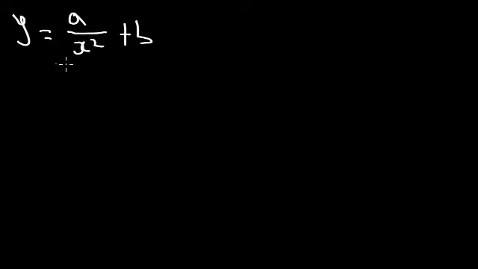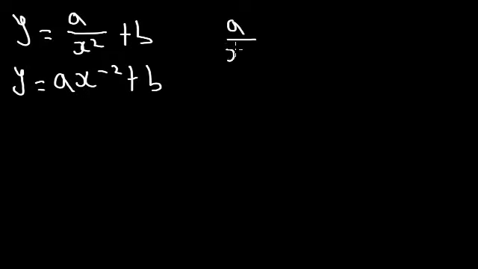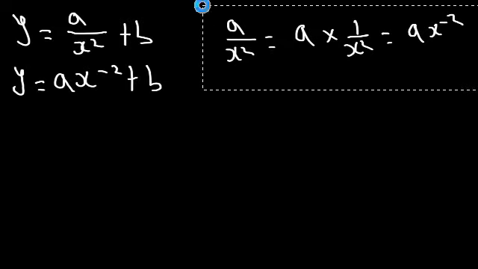So what should we do? Now let's just re-express this by using some of our knowledge in algebra. This can become a multiplied by x raised to the power of negative 2 plus b. Hopefully you got that. What I did was that I changed a over x squared to a times 1 over x squared. And 1 over x squared is the same as x raised to the power of negative 2. Okay? Good.